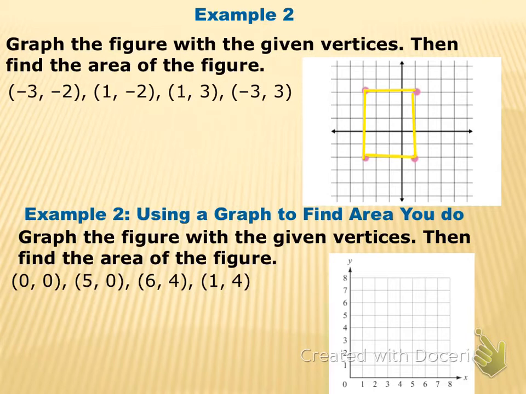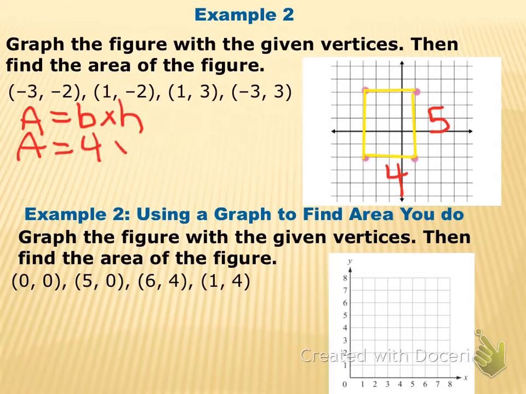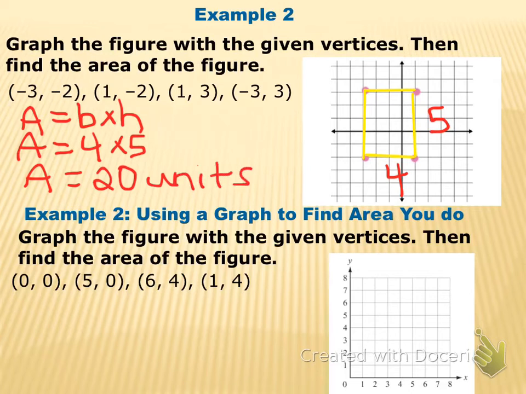And if you look, you can count how many squares to find out the base, which would be 1, 2, 3, 4 units, and the height, which is going to be 1, 2, 3, 4, 5 units. Now remember that area equals the base times the height. So in this case, area equals 4 times 5. 4 times 5 is 20, so the area of this rectangle is going to be 20 units. Now pause the video and try the next one on your own.